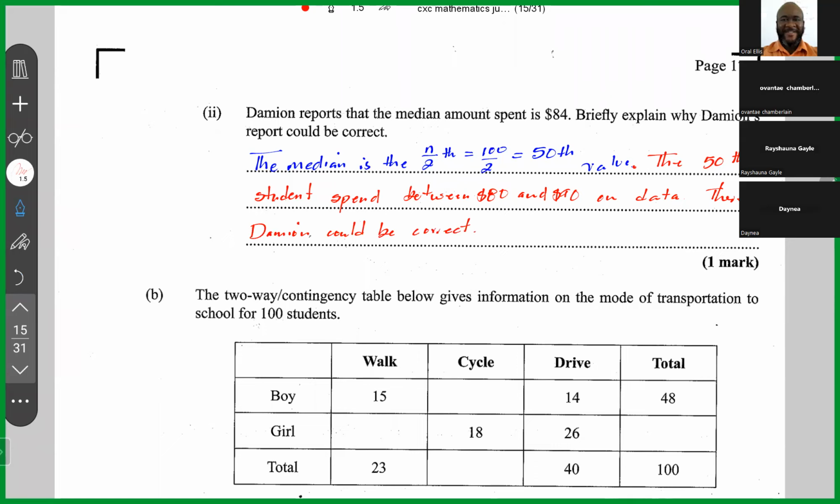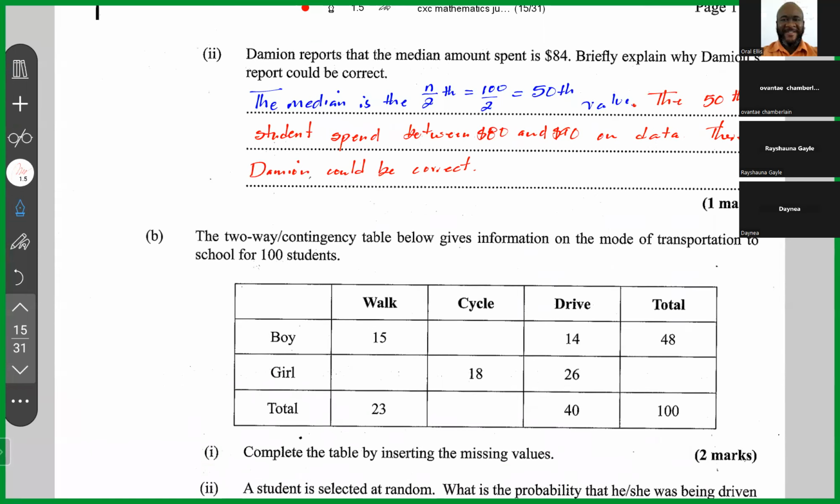So we're asked to show that Damien could be correct, or briefly explain why he's correct. From our analysis, we saw that the median is the amount of money that student number 50 spends on data. Student number 50 spends between $80 and $90. Now, since Damien's estimate is $84, Damien could be correct that the median is $84. All right, let's finish this.